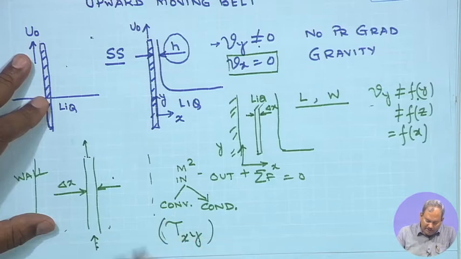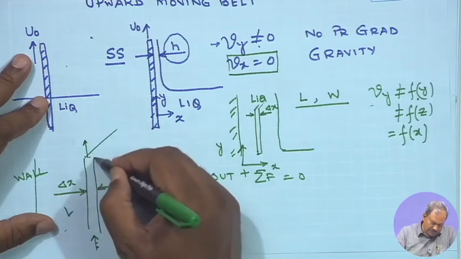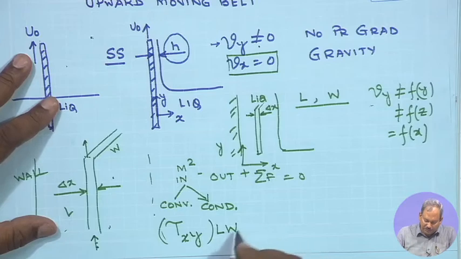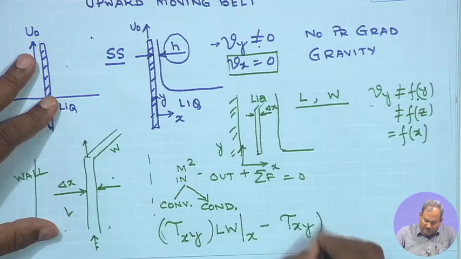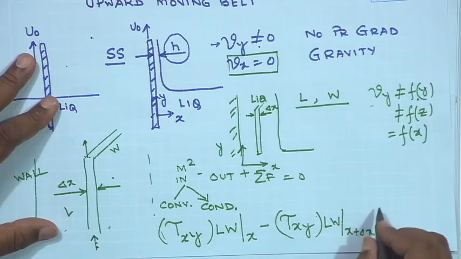It is acting on an area, this is L and the width of this is W. So, it is acting on an area which is L times W, and this is evaluated at x. The out one is going to be tau x y multiplied by L and W again, evaluated at x plus delta x, and there is no body force acting on it, there is only gravity force.